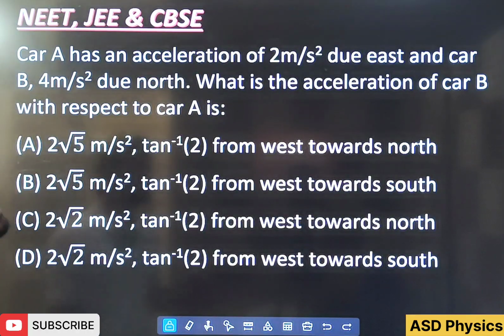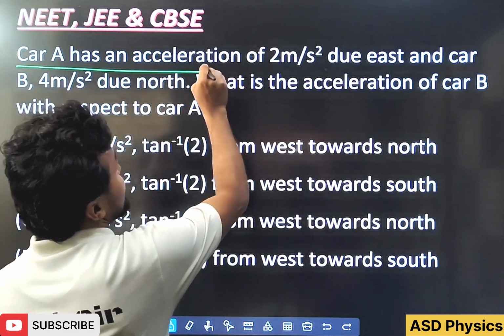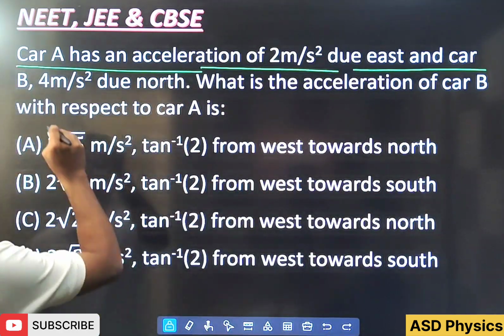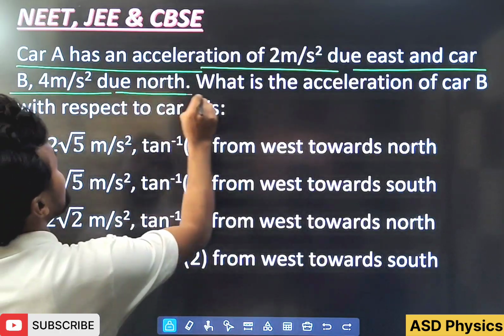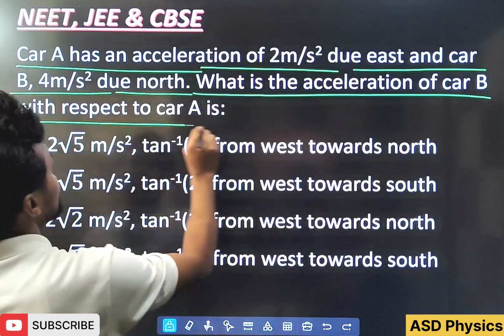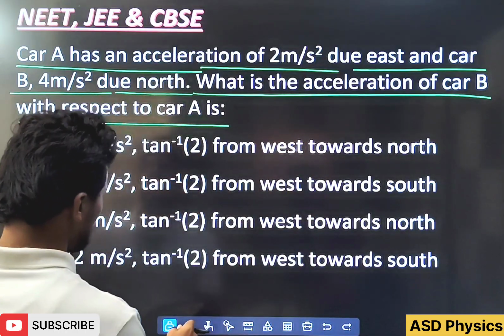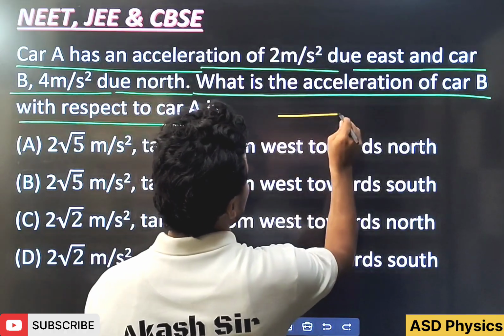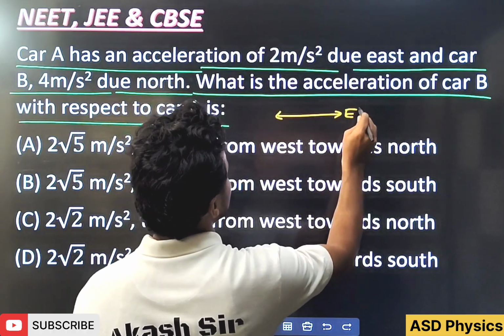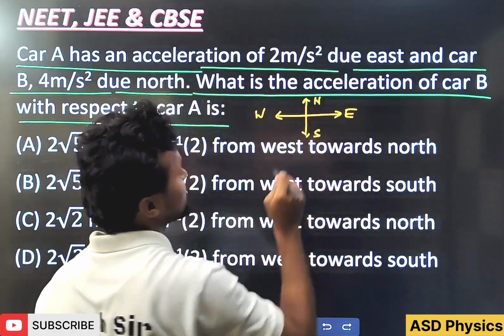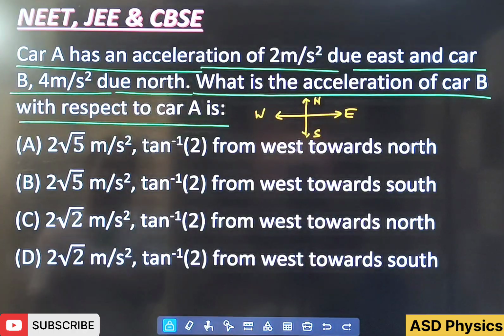Here you can see very well. Car A has an acceleration of 2 meter per second square due east, and car B 4 meter per second square due north. What is the acceleration of car B with respect to car A? So again, we know the basics, like this kind of situation is there. This is east, this is west, this is north, and this is south here.